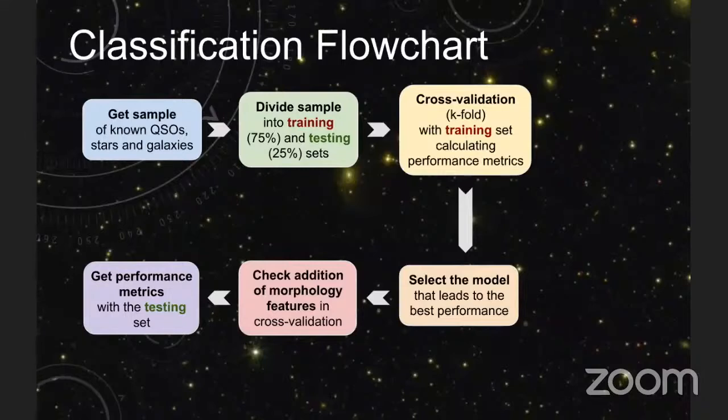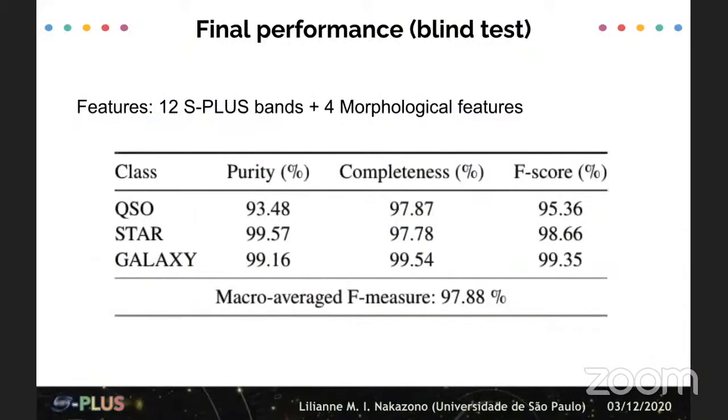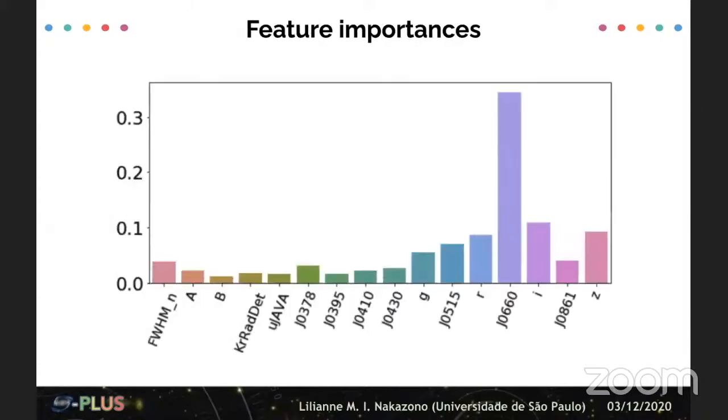And then we finally get the final performance of our model by applying it to our testing set. So this is a blind test process to get a more realistic and less optimistic performance of our model that I show here. So we end up with a model where the expected performance is 93.48 purity and 97.87 completeness for quasars, and an overall performance of above 97%. And we can also estimate the feature importances from the random forest model. So here we see that the H alpha filter is the most important for the classification, which is very interesting. It shows clearly how this narrow band specifically is helping for the classification.